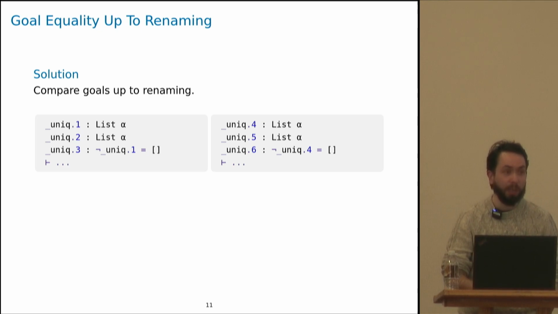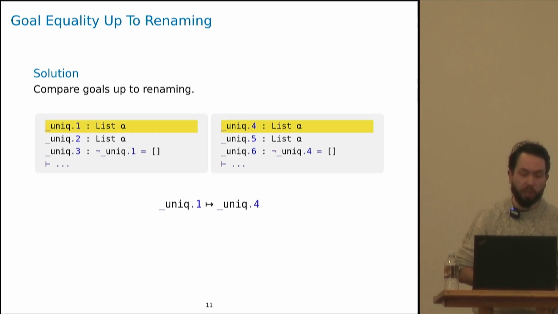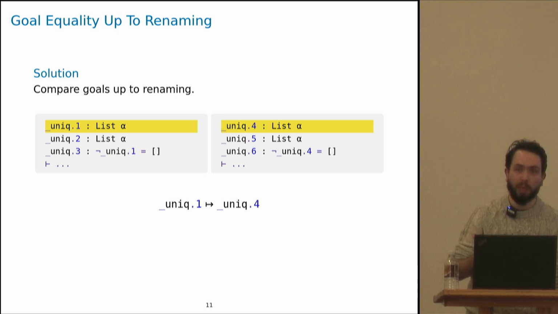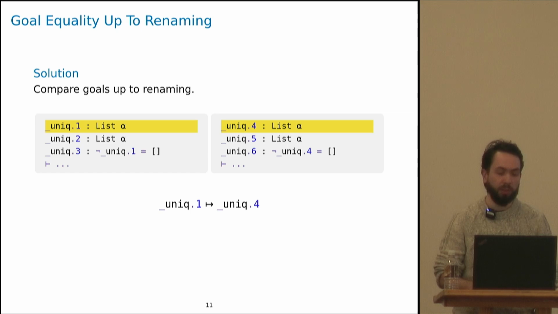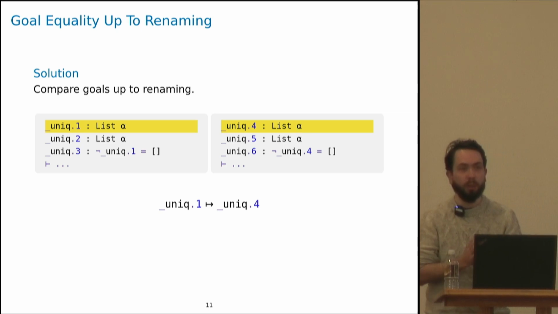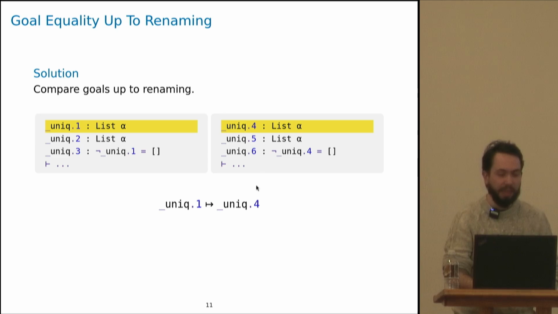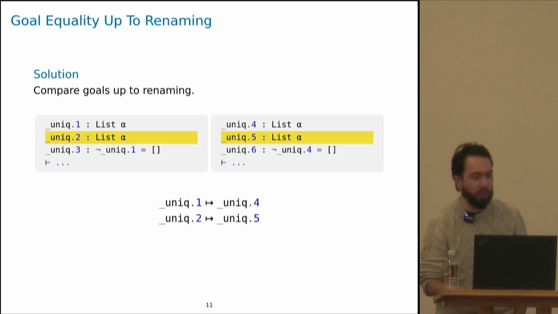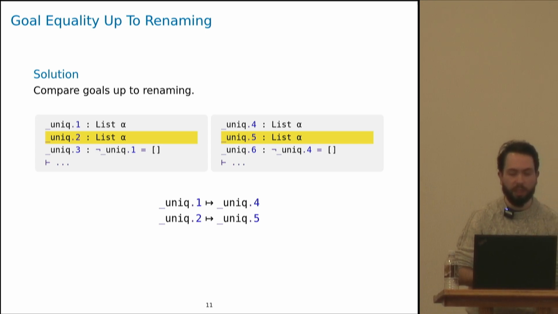Basically, what we want to do is we want to go through the goal, starting with the first hypothesis here, and we compare the two hypotheses. So we compare the types. Types are list alpha on both sides. So we can consider these two hypotheses the same, and we store this fact in a map down here that we are going to carry around while we compare these two goals. Then we move on to the second set of hypotheses. Again, it's list alpha, again the same.